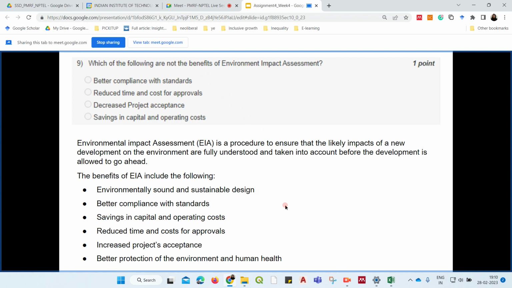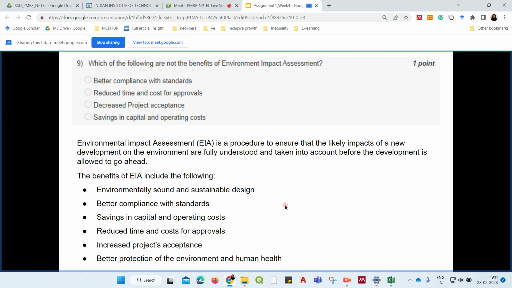Then reduced time and cost for approvals. Again, this is true because the project is more environmentally sound, it is better compliant with the standards and everything. And then having the impact assessment report itself, all of these are factors which help in reducing the time and cost for getting approval for that particular project.